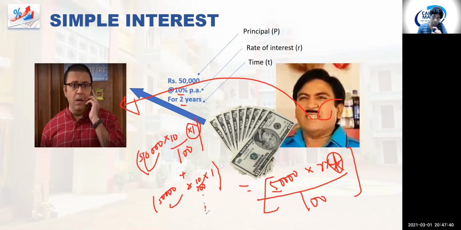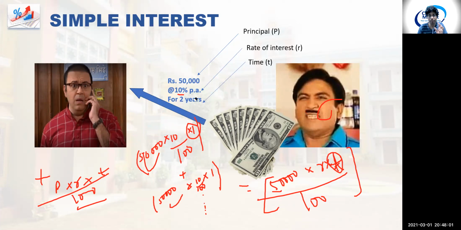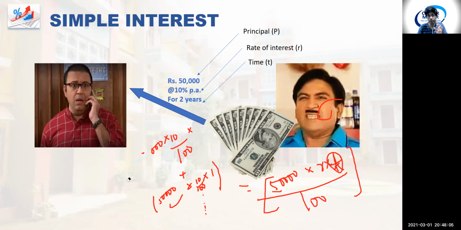And if the amount is lent for t years of time, the value will be P, that is principal, which is 50,000 here, multiplied by R, which is the rate of interest per annum, and then multiplied by T, or the time period, divided by 100. This is going to be the simple interest. And this is the derivation of how we can calculate the simple interest and the value of that. Okay.